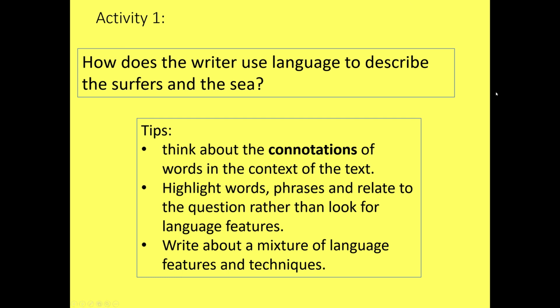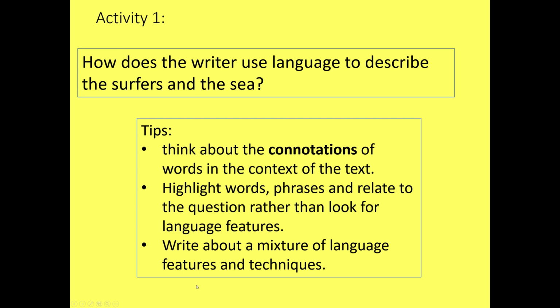And finally, when you write a response to a question like this, you want to use a mixture of language features and techniques. Let's say, for example, you're writing about similes and you find multiple similes. You don't really want to just write about similes, because then you're quite limited in the sense that you're only writing about similes and you're not writing about anything else.